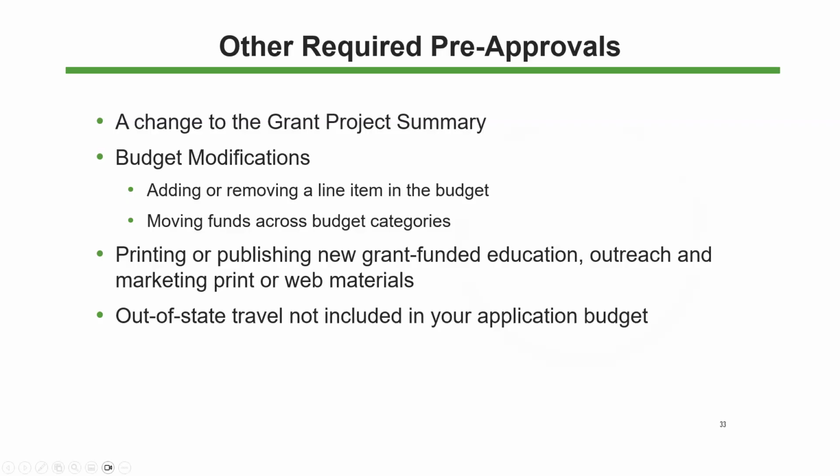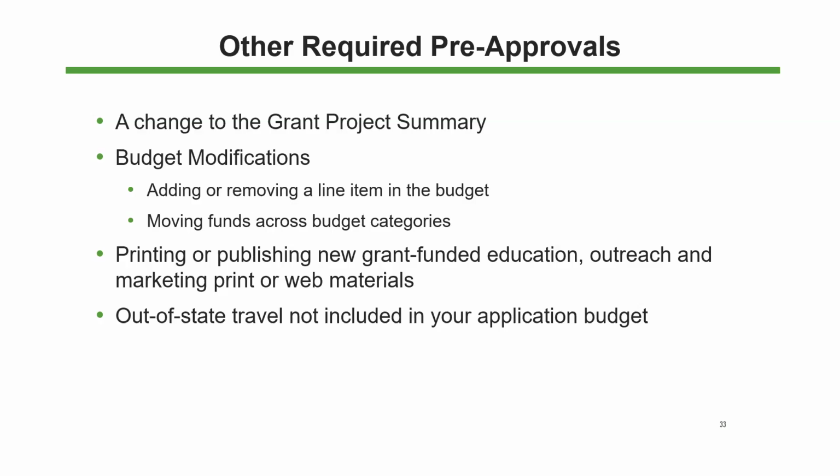Okay, other required pre-approvals: a change to the grant project summary. If you need to change an objective or key activity, adding or subtracting it, you need to work with your grant manager on that. Budget modifications need to be submitted and approved. That's if you're adding or removing a line item in the budget, or moving funds across budget categories. Remember, if you're just moving funds within budget categories to existing line items, you don't need pre-approval for that.